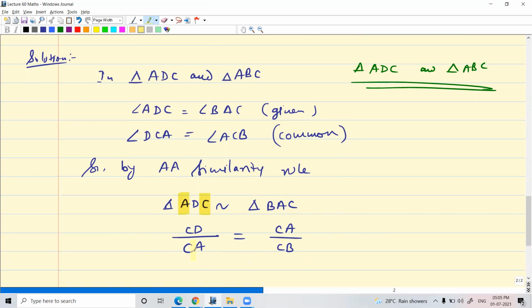CA from here, no, CD. We have taken CD from here, and that is equal to CA from this triangle. CD, CA. Similarly, we take CA from here, and that becomes equal to CB from this triangle. Are you people able to understand how I wrote this relation? Are you people able to get that? Confirm? If you're not getting it, tell me.